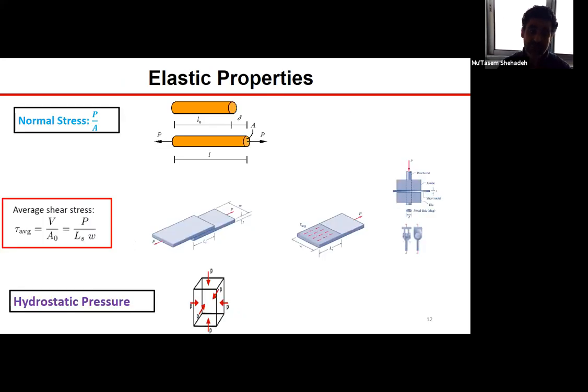If you look at, for example, this cylindrical sample that is subjected to an axial force called P, upon the application of this force, the initial length of the sample, called L0, becomes L. So there is a certain amount of elongation called delta. If we divide this delta by L0, we define the normal strain of this sample. If we divide this force by the cross-sectional area, then the normal stress is defined.